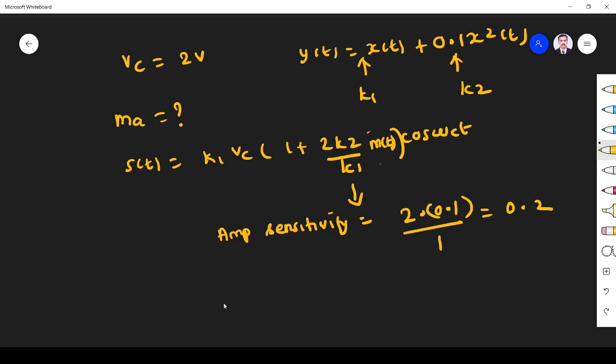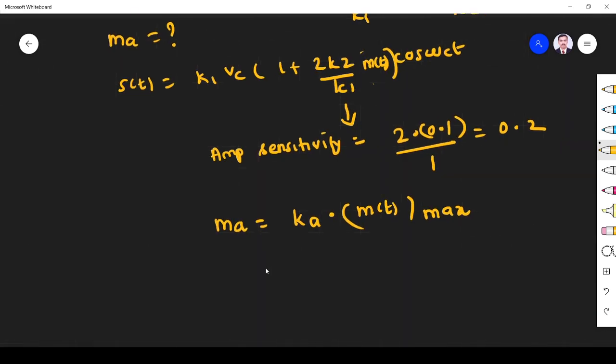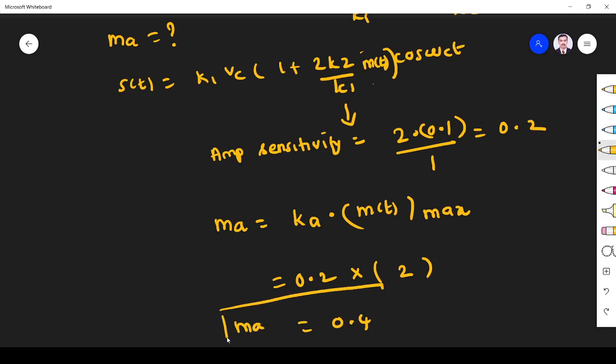Why do I find amplitude sensitivity? Because I know modulation index mu equals Ka, amplitude sensitivity, into m of t max. Yes or no? That is the maximum amplitude of the message signal. As per the problem, we got amplitude sensitivity as 0.2. M of t max, they gave the maximum amplitude as 2. So 0.2 into 2 is 0.4, right? So it is an under modulated signal. So this is the modulation index. In this way, we have to solve the problem from a square law modulator.